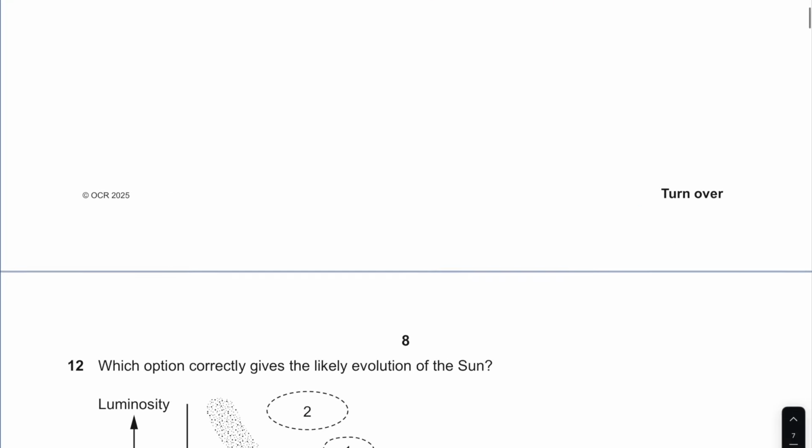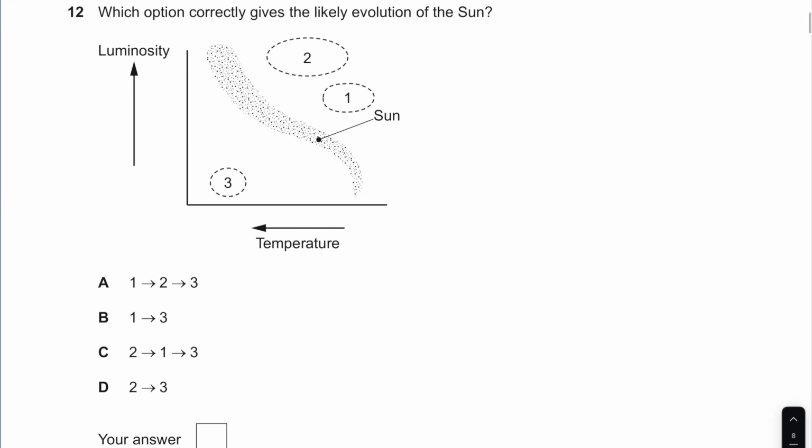Okay, question 12. Which option gives the likely evolution of the Sun? The Sun will follow red giants, and then it will join the category of dwarfs. So B will be the answer here.